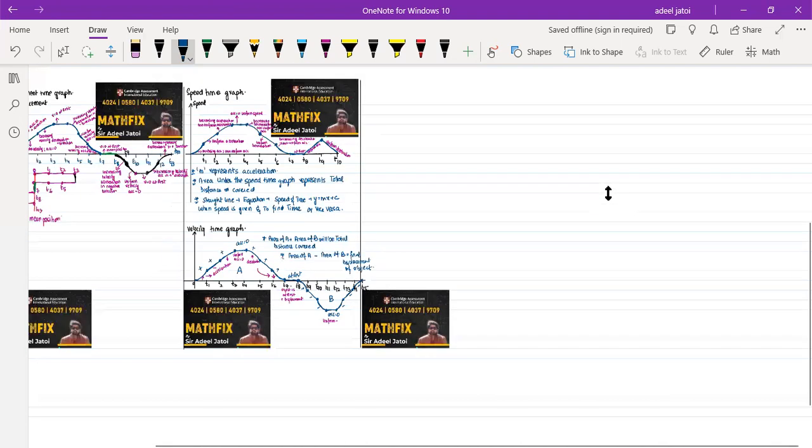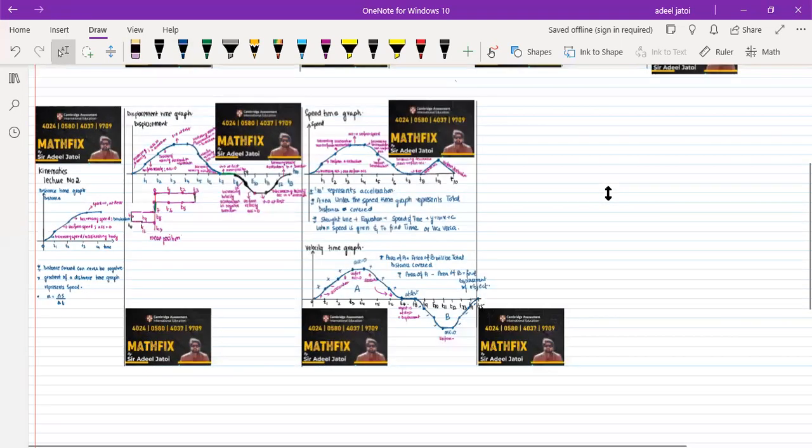So this was lecture number 2, comprising distance-time graph, displacement-time graph, speed-time graph, and velocity-time graph.